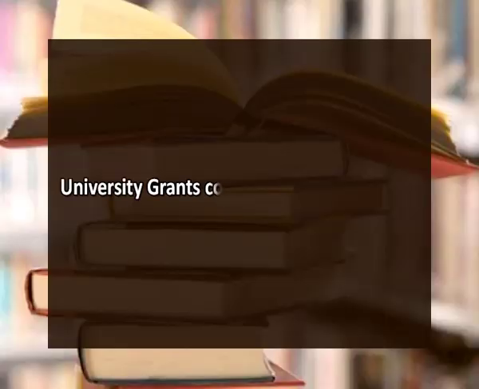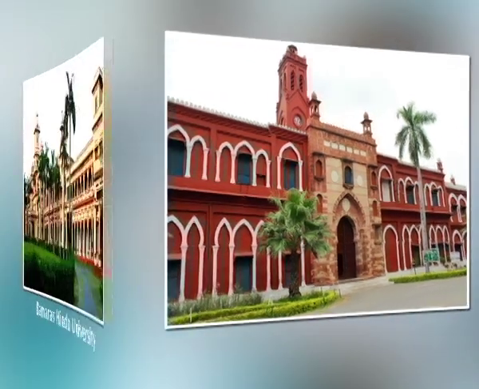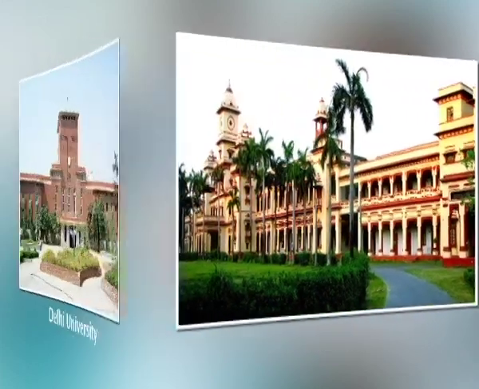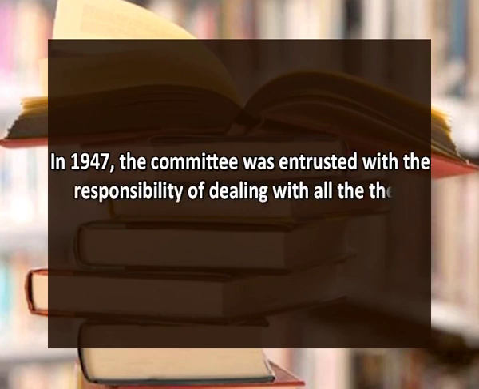It recommended the formation of a University Grants Committee, which was formed in 1945 to oversee the work of the 3 central universities of Aligarh, Banaras, and Delhi. In 1947, the committee was entrusted with the responsibility of dealing with all the then existing universities.